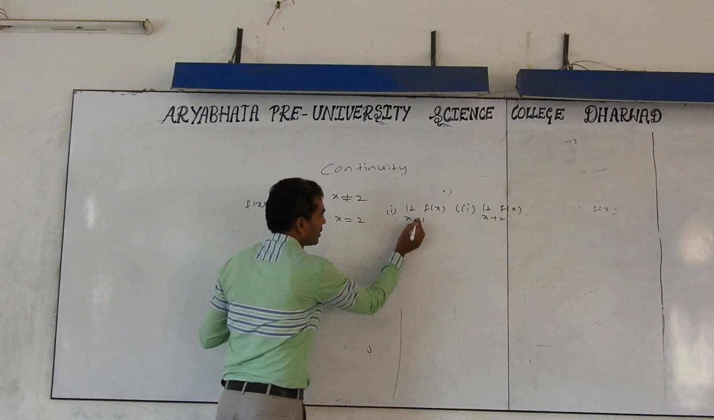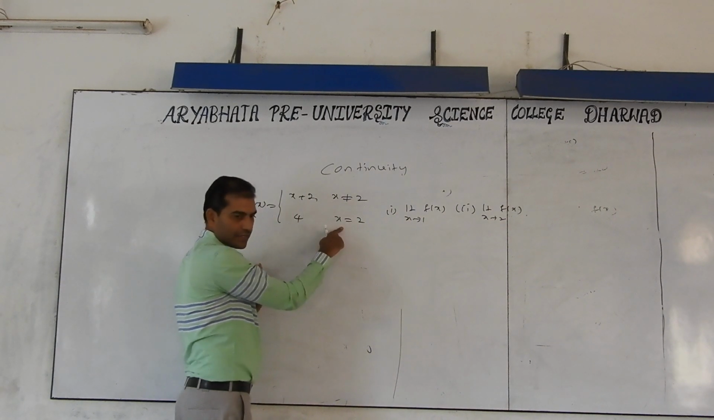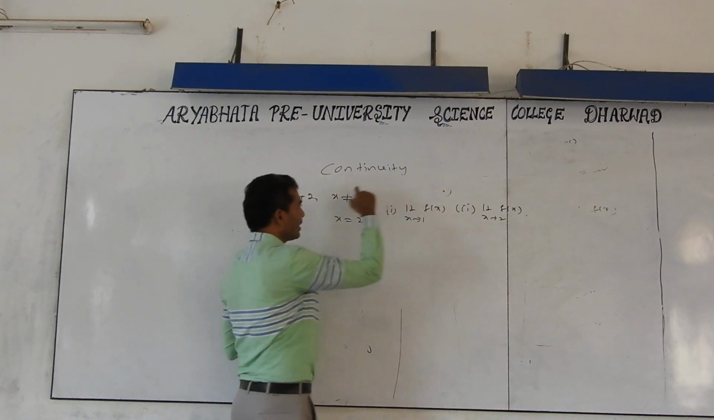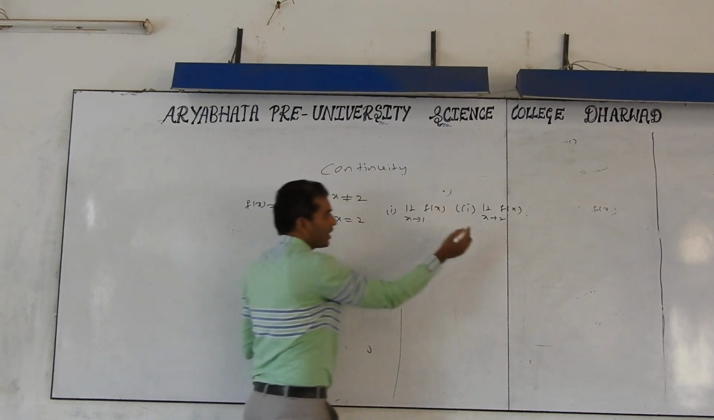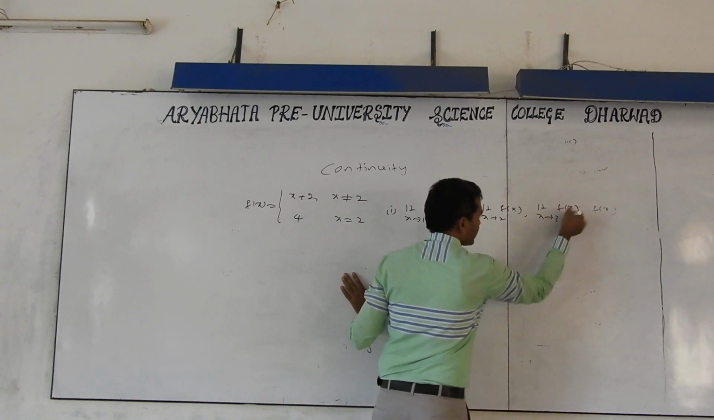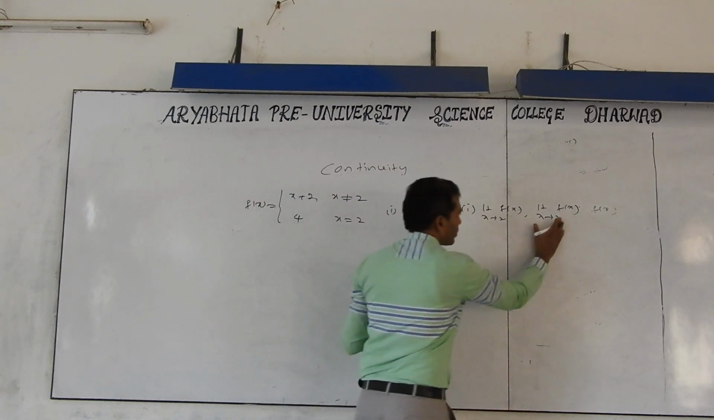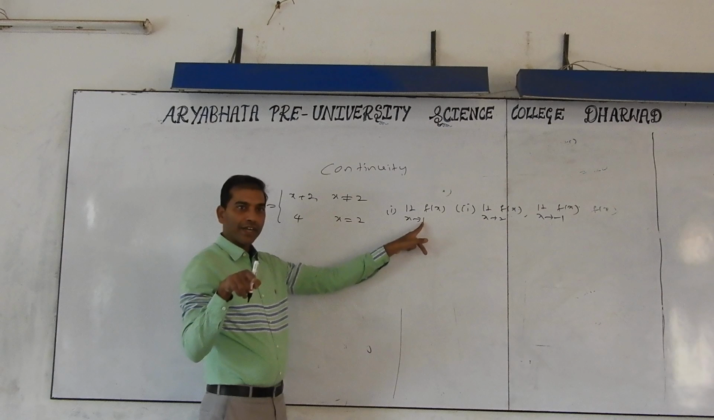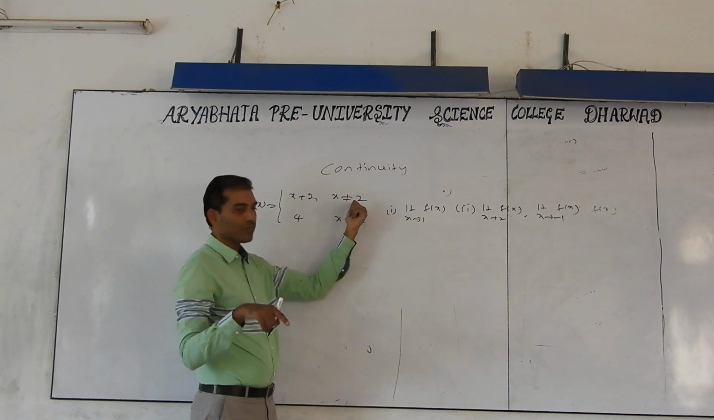One comes under this or this. Not equal to. 2 also comes under this only. 3 also comes under this only. Limit x tends to 3 f of x. Minus 1 also comes under this only. Means if you take 1.1, it comes under this only.